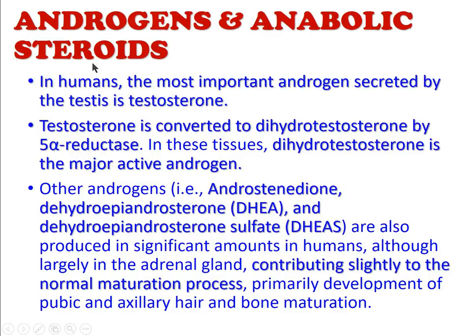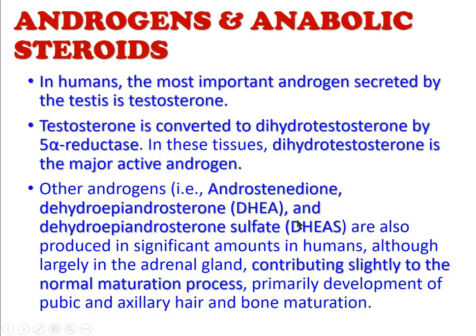As in females, the most important estrogen was what? Estradiol. So in humans, the most important androgen in the testes is testosterone. And then testosterone is converted into dihydrotestosterone by 5-alpha reductase. This is basically the most active form of testosterone, and this is the enzyme involved. So if you see a question asking which is the most active form of androgen, it is dihydrotestosterone. What does 5-alpha reductase do? It converts testosterone to dihydrotestosterone, not the opposite.